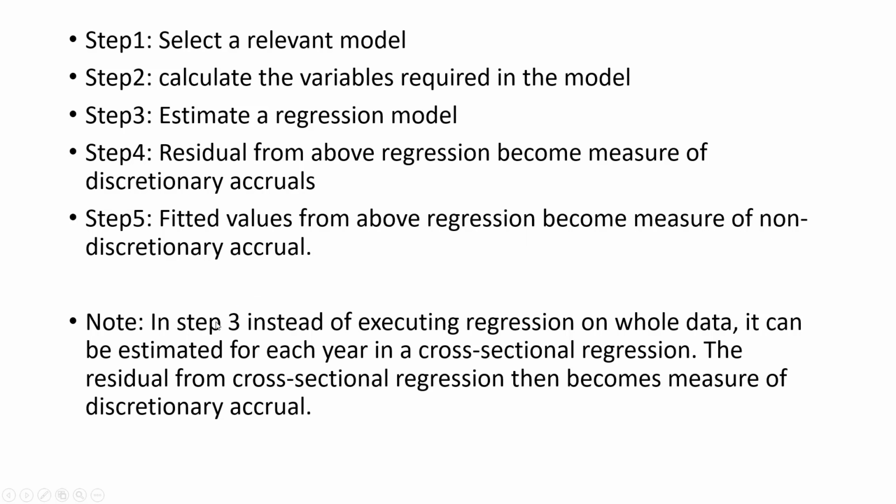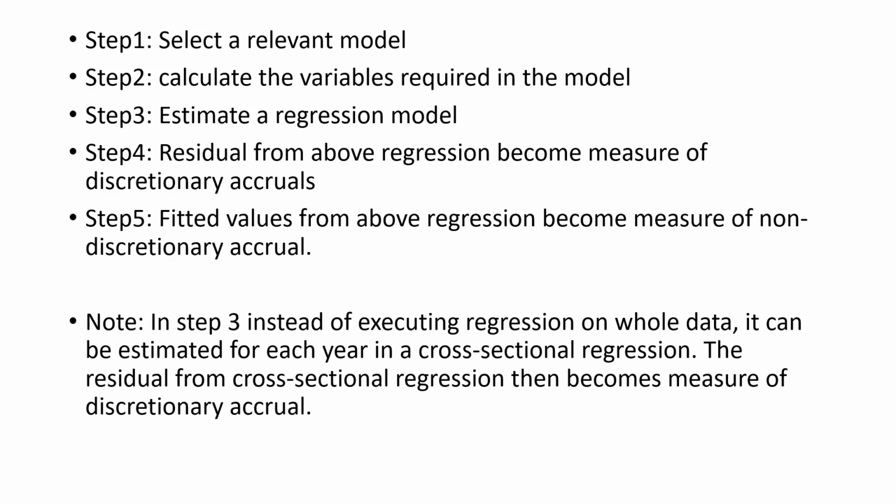But do remember that there are two ways of performing this step 3. Either you perform a pooled OLS regression, or you can do a cross-sectional regression for each year. So for each year we execute a cross-sectional regression instead of applying a regression on the whole data, and then we calculate the residual, and again the residual becomes the discretionary accruals. Okay.